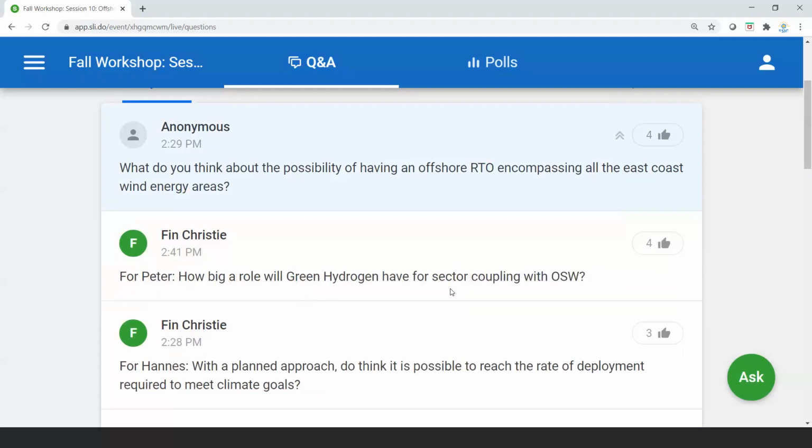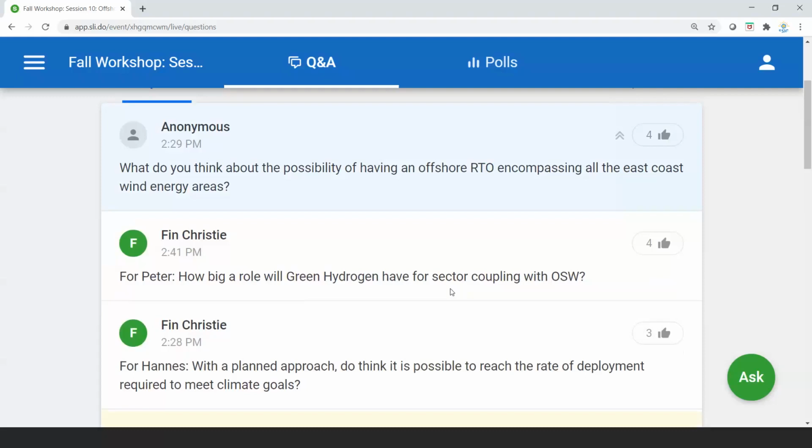All right. Keep voting, everybody, because the order of questions is changing based on that. Here is a question for Peter. How big a role will green hydrogen have for sector coupling and offshore wind? How big of a role?